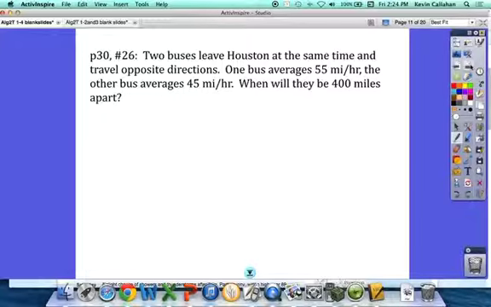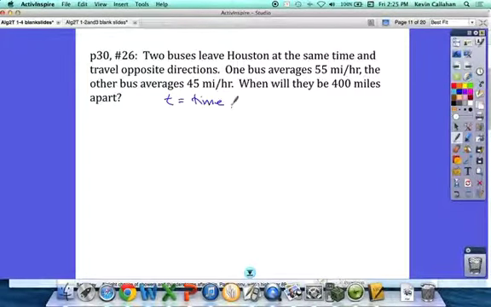Two buses leave Houston at the same time and travel in opposite directions. One averages 55 miles per hour. The other averages 45 miles per hour. When will they be 400 miles apart? Okay, so a lot of times, what's a good way to start a problem like that? Well, define the variable. What is it that we don't know? When, right? So the thing that we don't know is the time. The variable is going to be time. T equals time is what we're solving for.